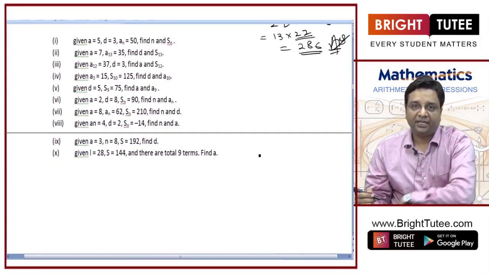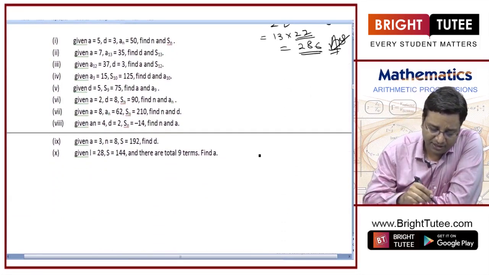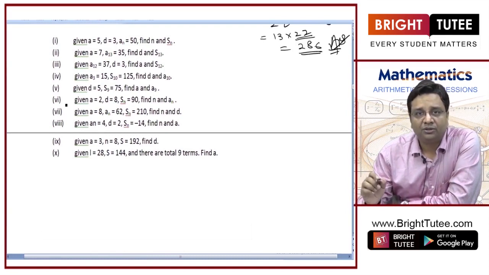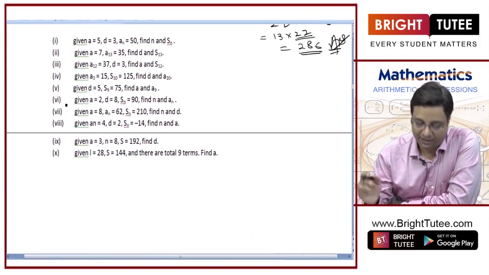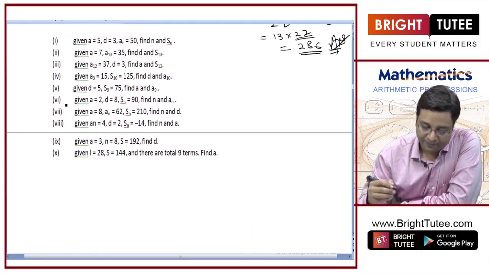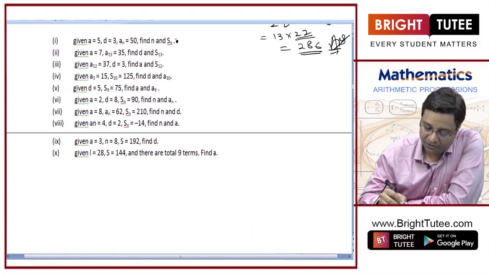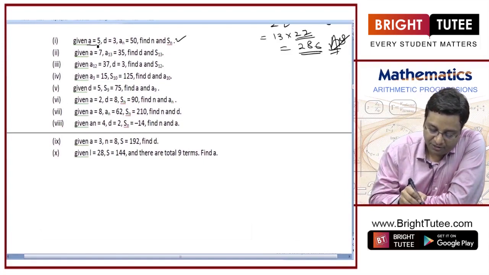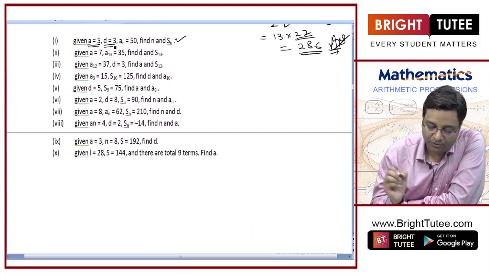This question is a pretty lengthy question, but each subpart is very simple. So let's solve some of these subparts, and the rest of the subparts can be left as practice for you. Okay, so let's solve. Let us say the first part. A is equal to 5, D is equal to 3, An is equal to 50.